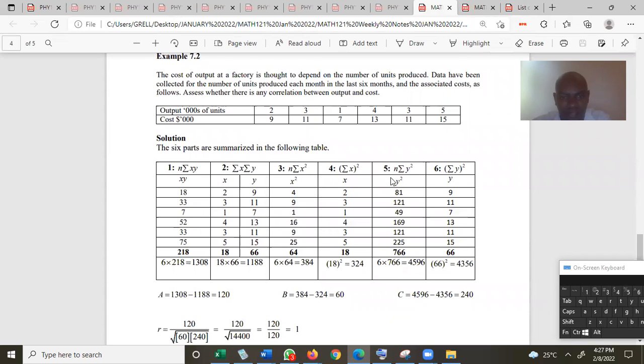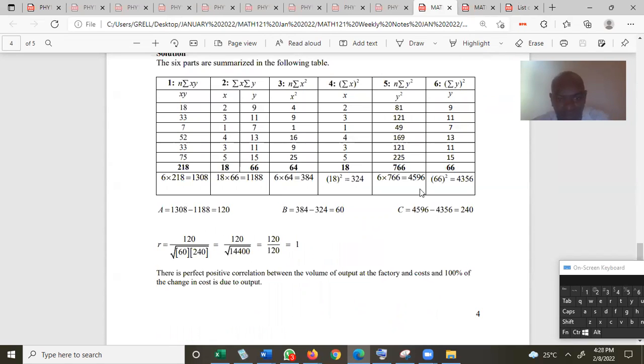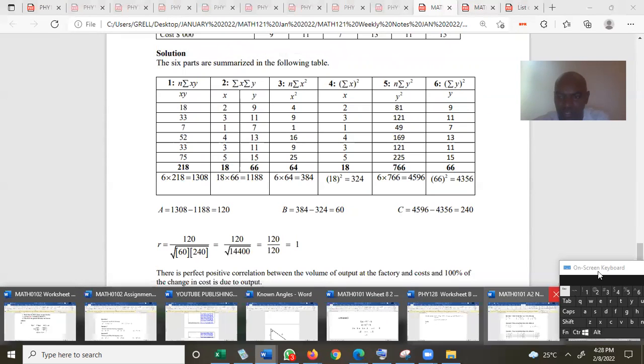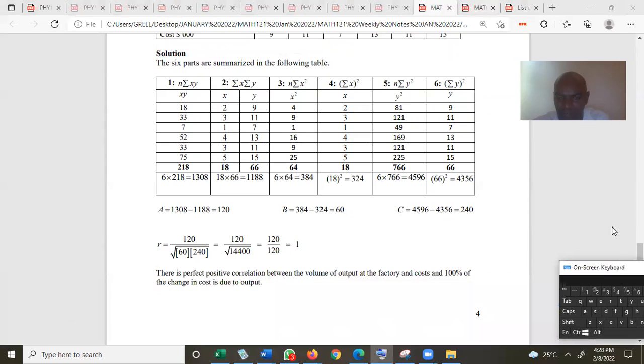Here is an example of how to get the 6 numbers and break down those 6 numbers into 3 numbers and then to calculate R. This example gives us a perfect positive, we get a 1 exactly for this example. Let's see what we get for our worksheet question.